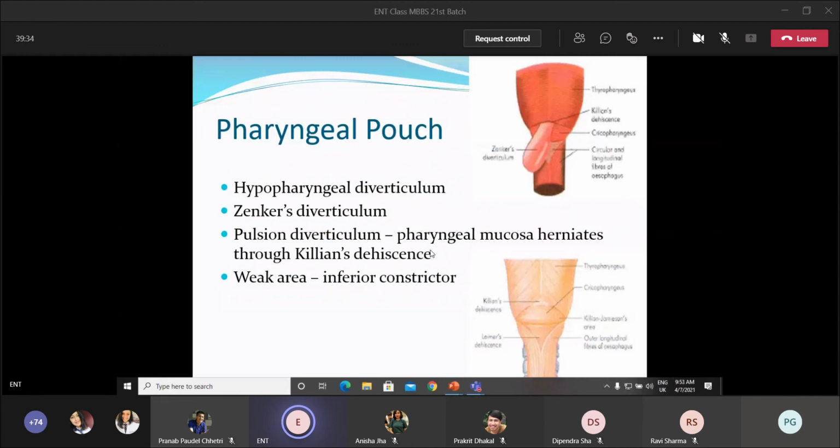So that was tumors of the hypopharynx. Okay. So another very important topic for your university exams. This topic is very important. Okay, pharyngeal pouch.